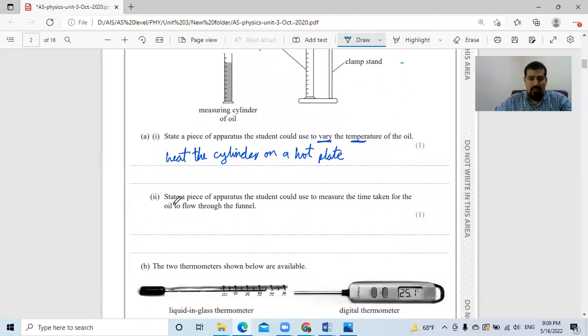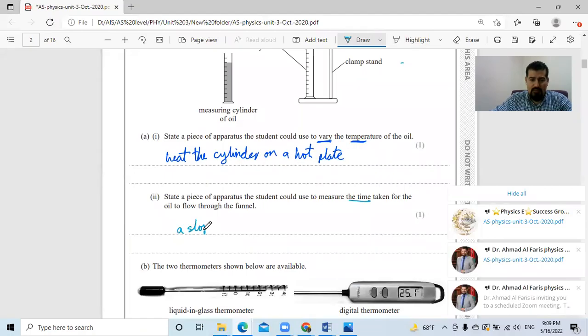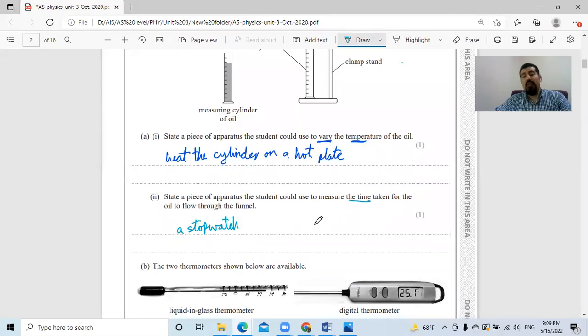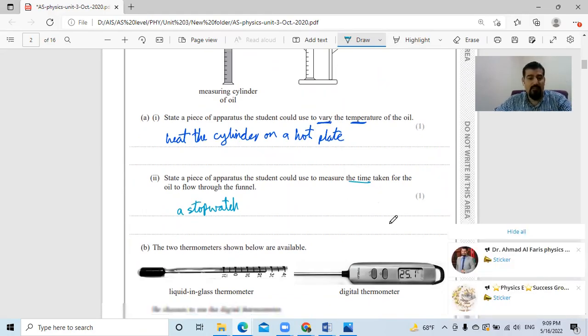Part B. State the piece of apparatus that the student could use to measure the time taken for the oil to flow through the funnel. I can use a stopwatch, right? Thank you, a stopwatch. Now the stopwatch can be used to measure time, or I can use a light gate with data logger, but this will be more accurate. Maybe later they will ask a question about that. So let's see this.